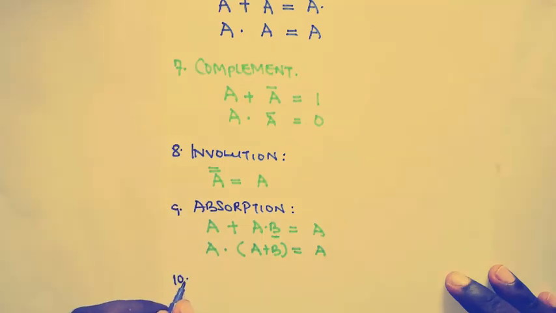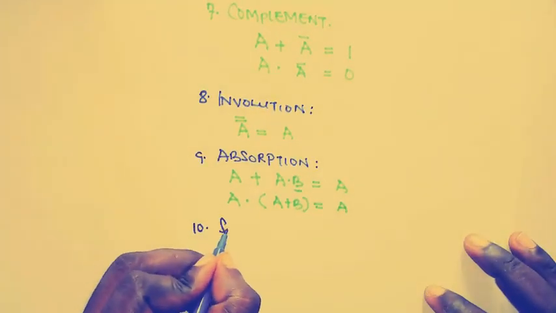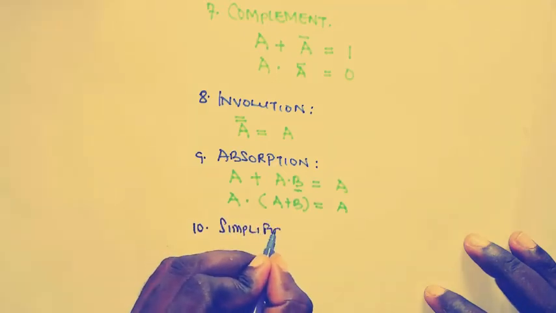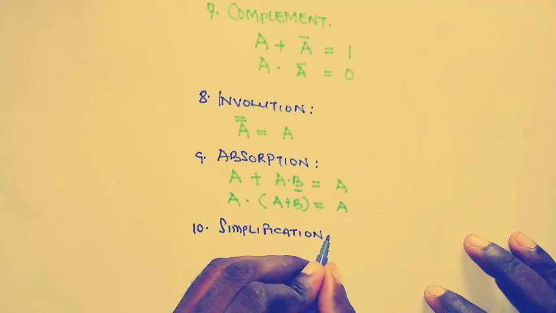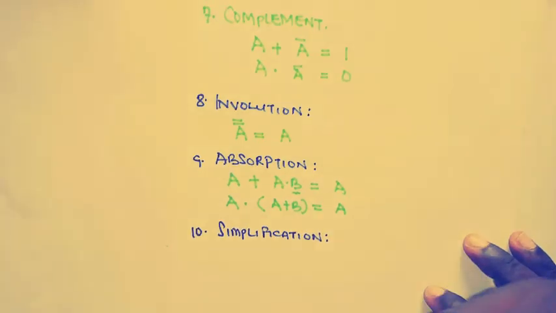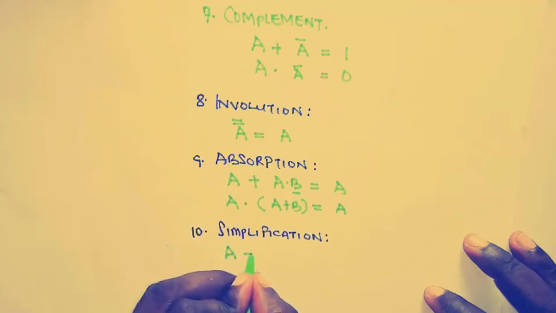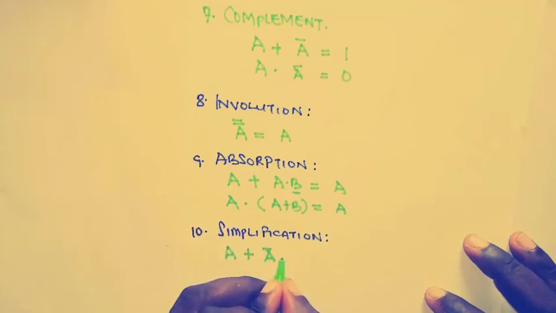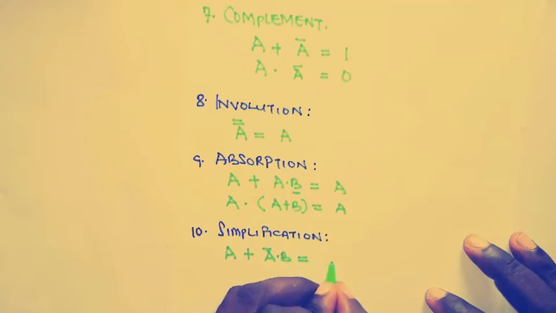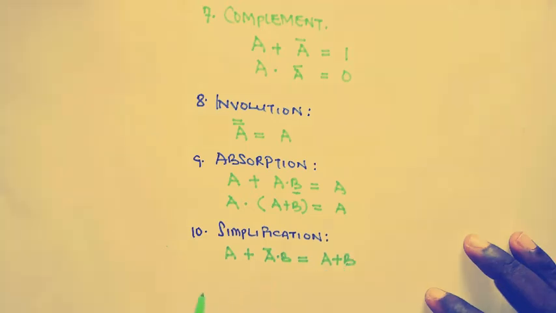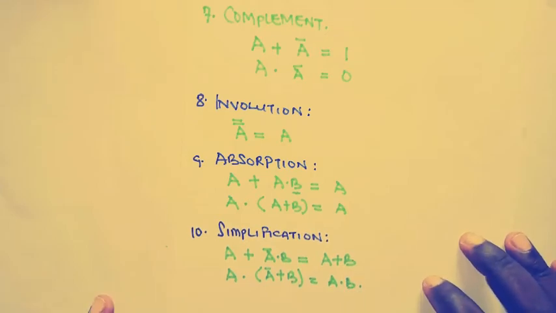The 10th one, I have just 2 more to go, is the simplification law, and this says that A plus A bar dot B is the same thing as A plus B, just as A dot (A bar plus B) is the same thing as A dot B. And that is the simplification law.